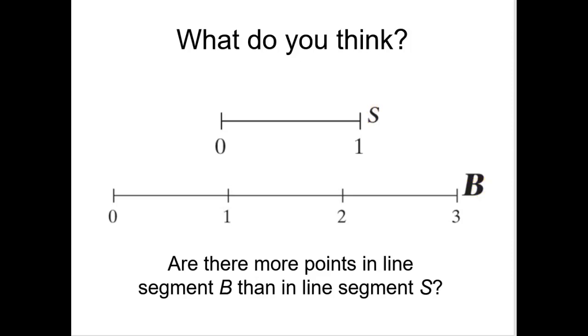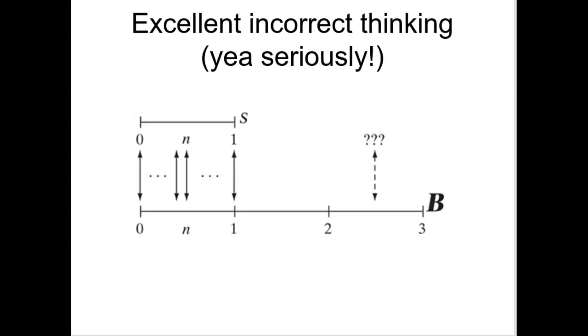But let's think about this idea here that yes, there are more points in segment B than segment S because it is longer. And this is some excellent incorrect thinking. So this is what I would originally think, right? I would say, okay, let's use one-to-one correspondence. Let's line it up and see if we can match a point to point and then call it. And when I line it up 0 to 1 and I match point to point, there's no point here to match. And so I would say that, yeah, segment B is longer, but this is actually incorrect thinking.